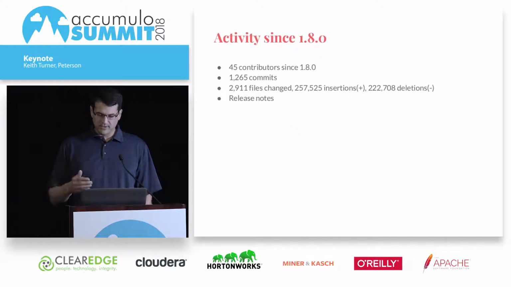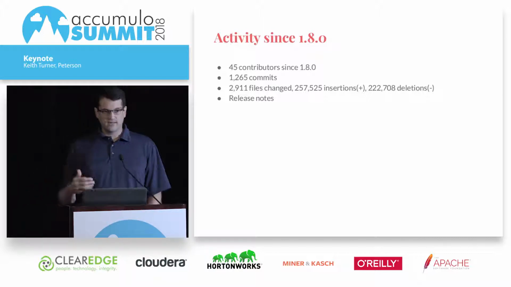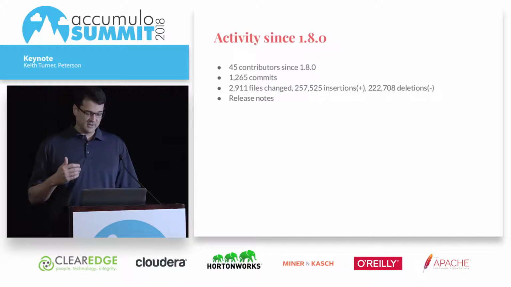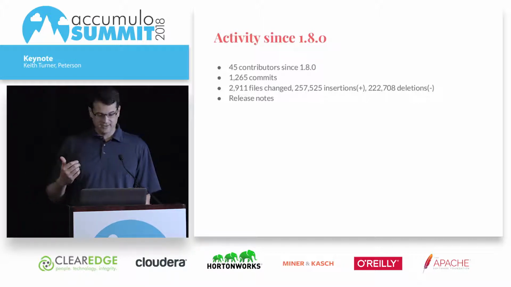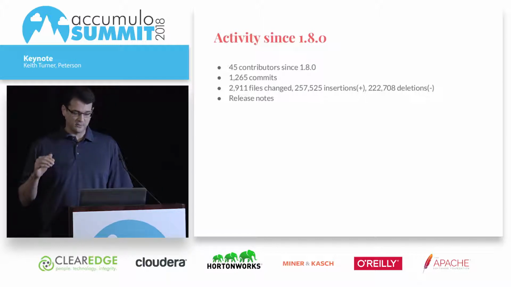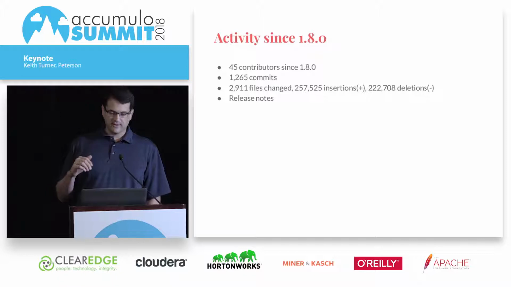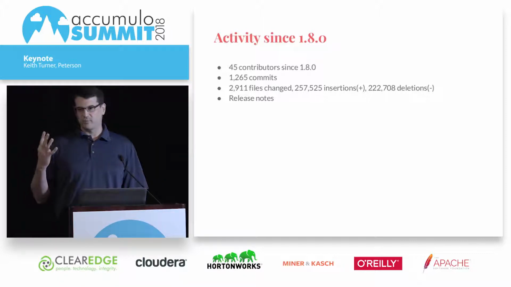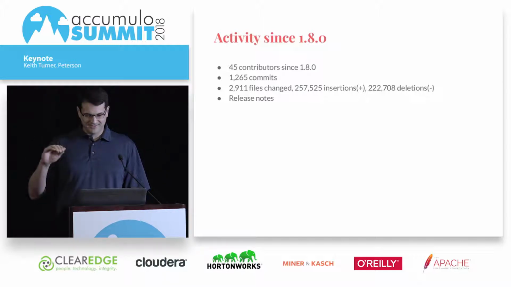So when I was looking at this, I was like, what activity has there been since Accumulo 1.8.0 was released? And there's been a good bit of activity: 1,200 commits, if I counted it correctly, using my Git kung fu, and 45 contributors. And I did dedupe that, because when I got the unique list of authors, some people had 4 different email addresses and things like that. So I'm like, okay, take those out.